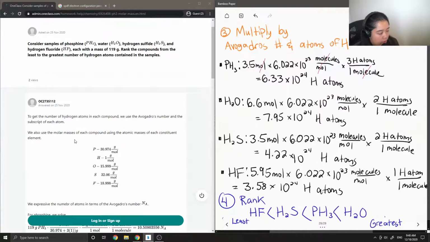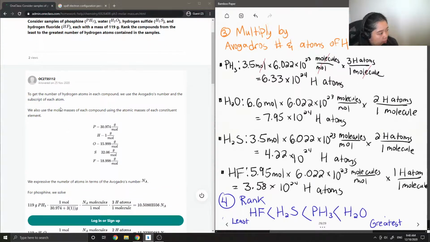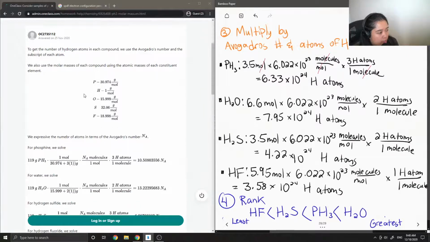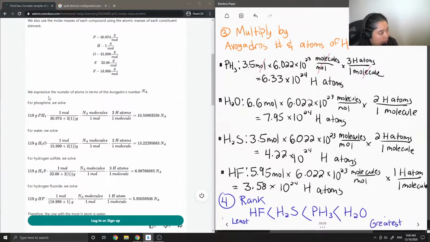Okay, so now let's just see what the junior tutor said. Get the number of hydrogen atoms in each compound. We use Avogadro's number and the subscript of each atom. Also use the molar masses of each compound using the atomic masses of each constituent element. Okay, so first they just wrote down all of the atomic masses of phosphorus, 30.97, hydrogen 1, oxygen 15.99, sulfur 32.06, and fluorine 18.99. We express the number of atoms in terms of Avogadro's number Na.